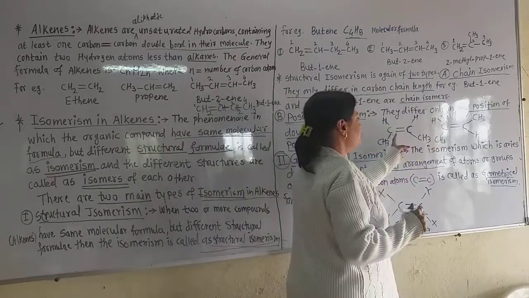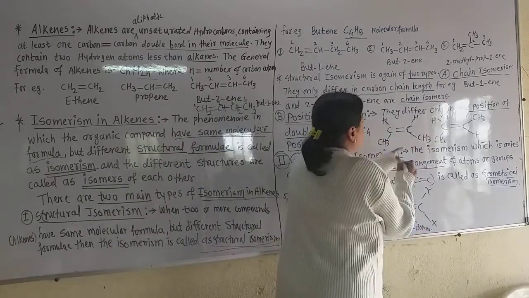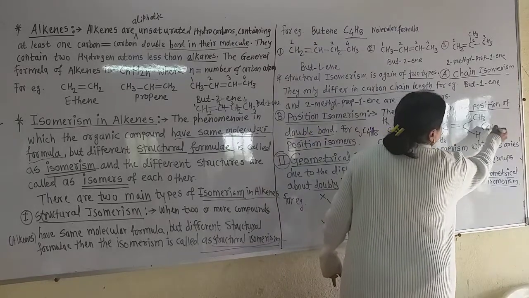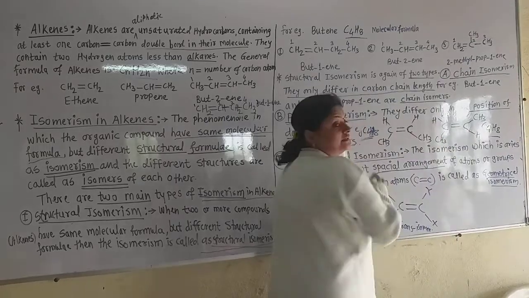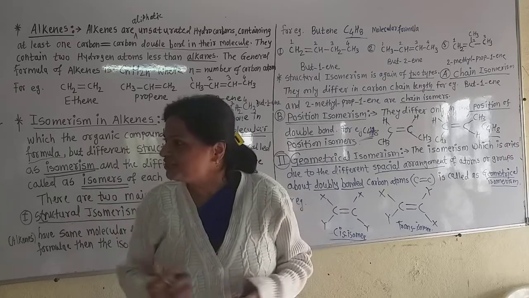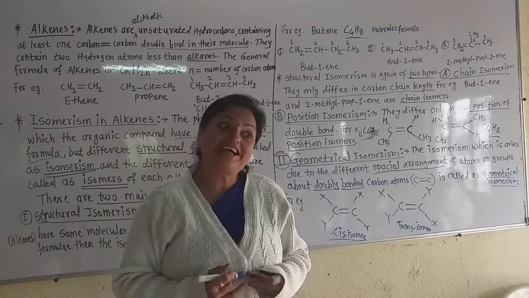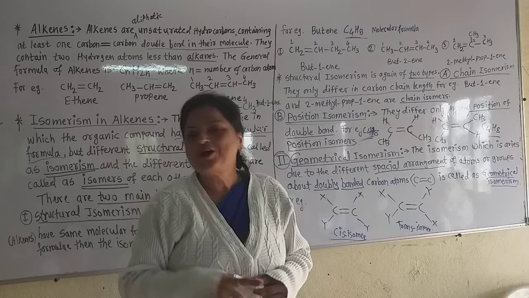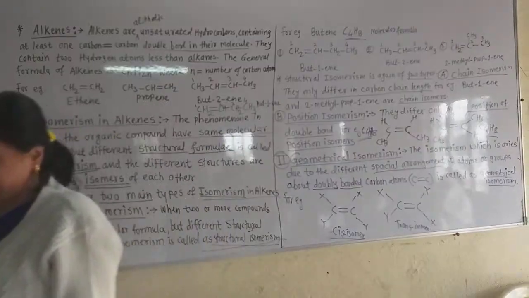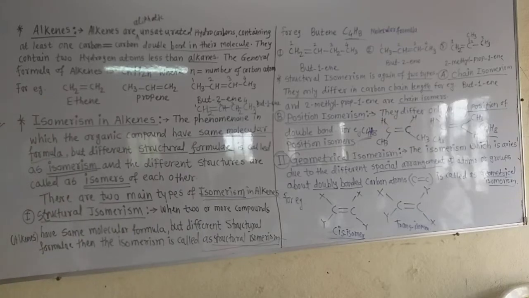But-2-ene has 4 carbons and 8 hydrogens, the same molecular formula. Here also 4 carbons, 8 hydrogens. That means both have the same molecular formula, with the only difference in the spatial arrangement of atoms and groups. So they are called cis-trans isomers, or it is also called geometrical isomerism. You must write in the examination by giving the definition and example, then you get full marks. And but-2-ene is the best example.